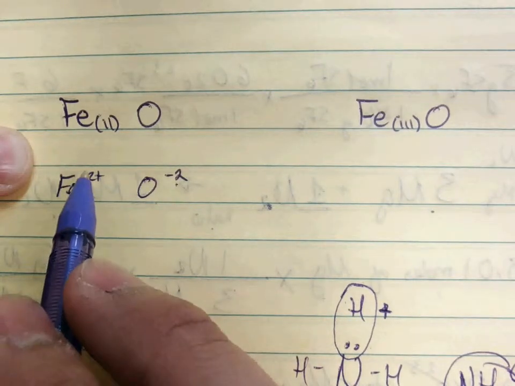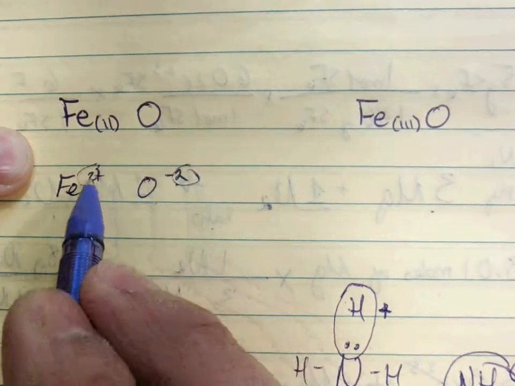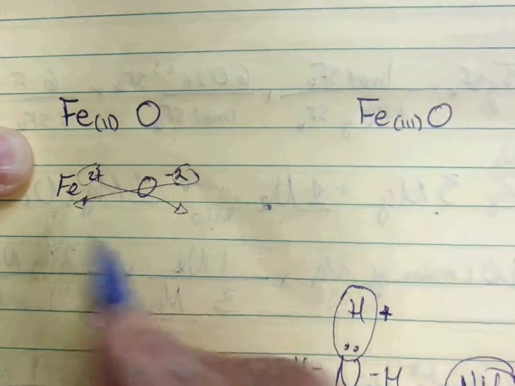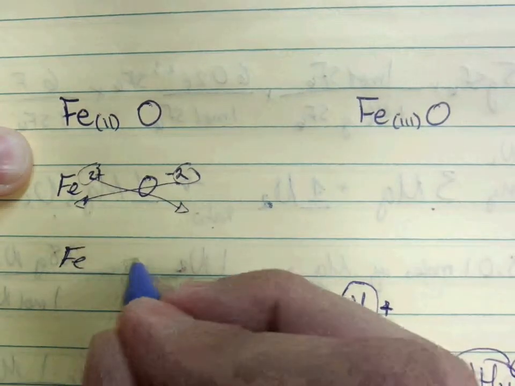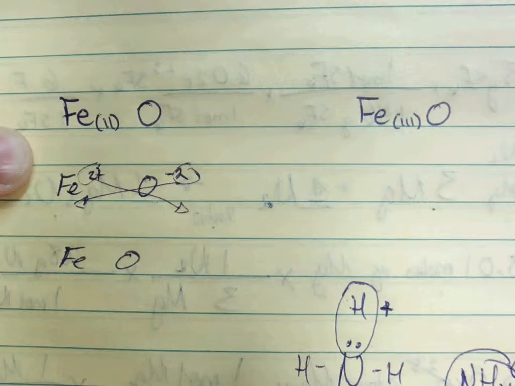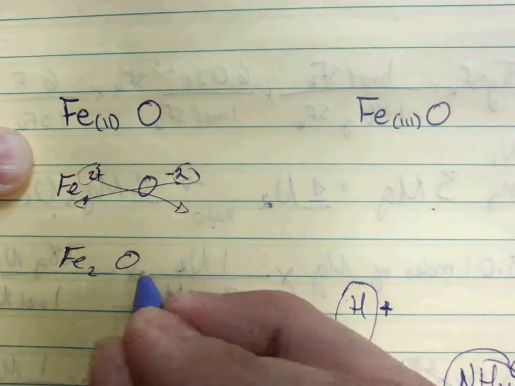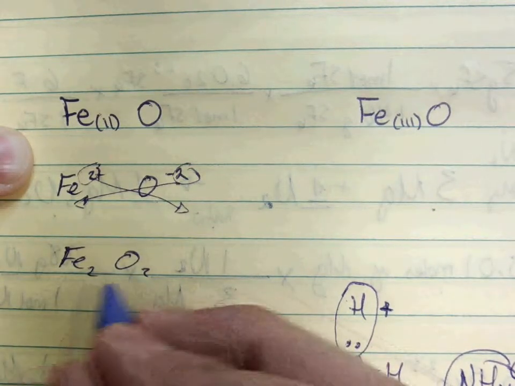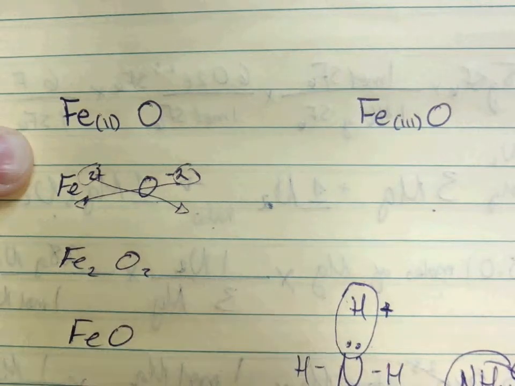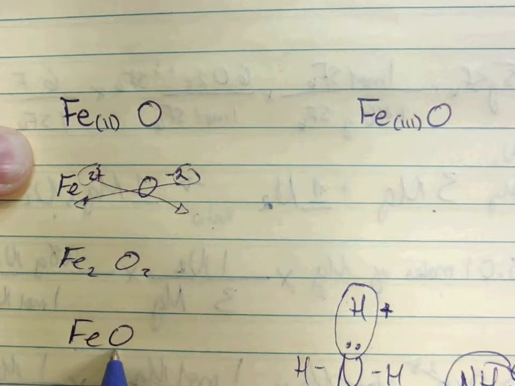Iron is losing 2. I'm going to crisscross these two. The 2 goes there and the 2 goes there. Remember, we are crisscrossing the charges so that we can get a neutral ionic compound. So I would get Fe2O2, and I can further reduce this to FeO. So I have iron 2 oxide.